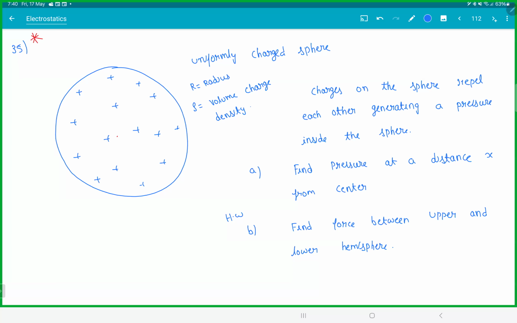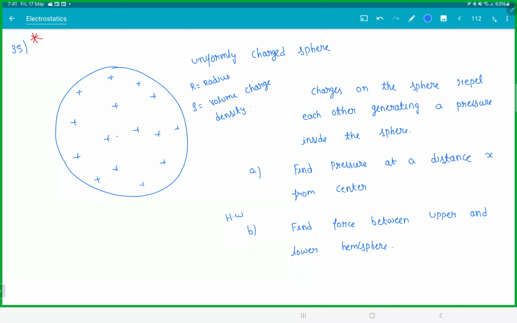How do we approach this? So by pressure, you mean pressure on the layer of charge at a distance x, right?